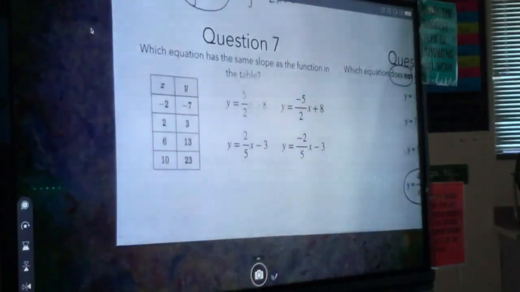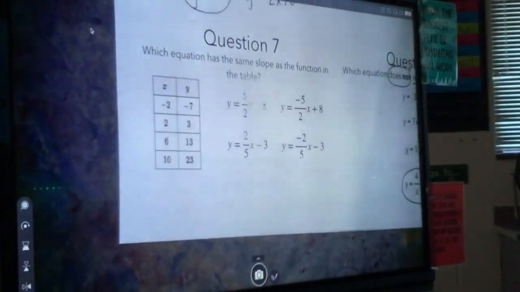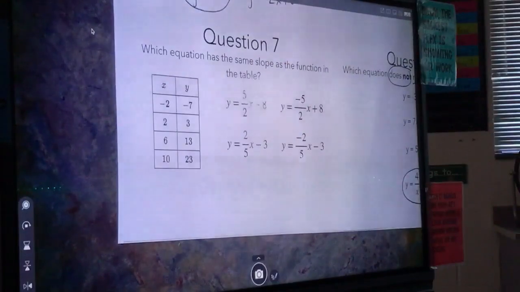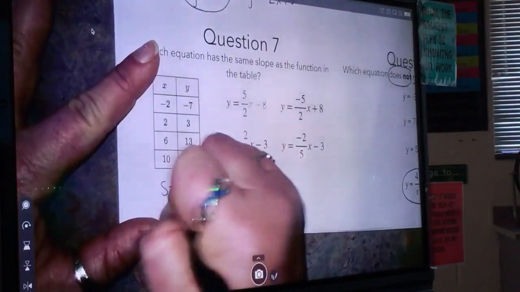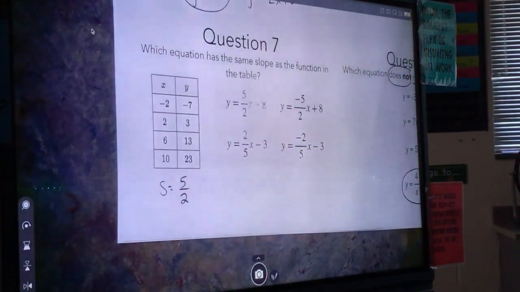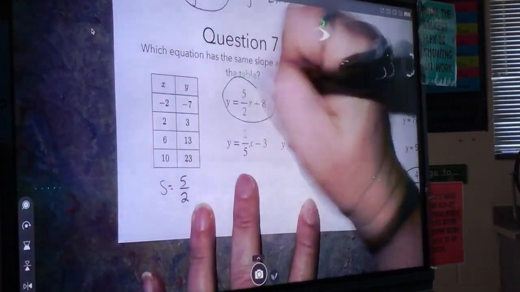All right, so number 7 says, which equation has the same slope as the function in the table? So what is our slope for the table? Jeffrey? 5/2. So slope for this one equals 5/2. So which one has 5/2 as the slope? That's your answer.